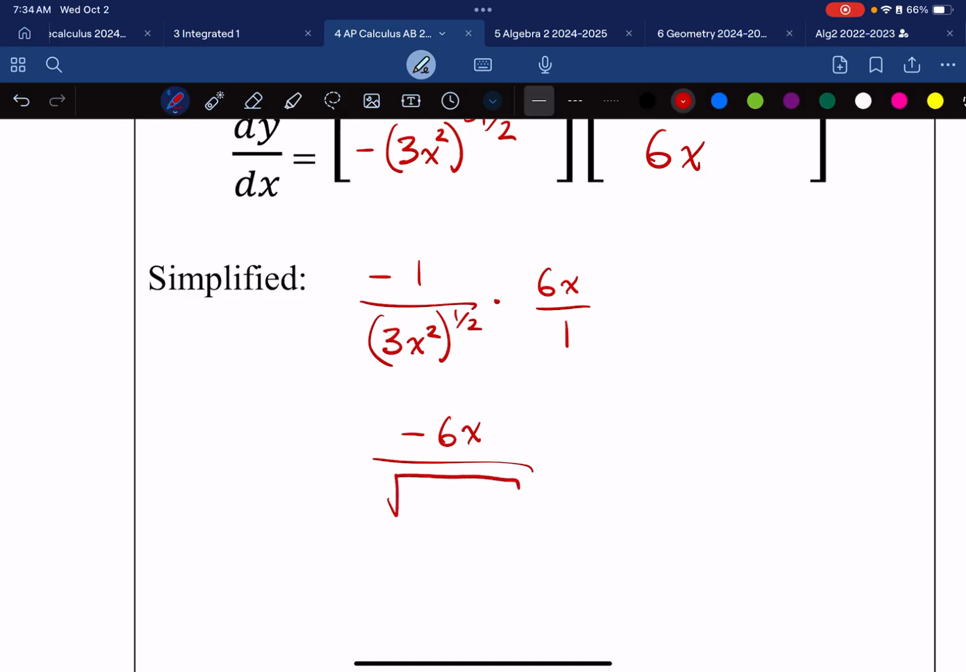This could have been the square root of 3x squared. And that square root is a little bit too large for my taste. I'm going to go ahead and make it nice and neat and tidy. All right, and because I did work, I should be boxing my final answer.